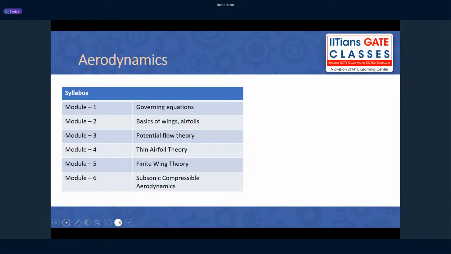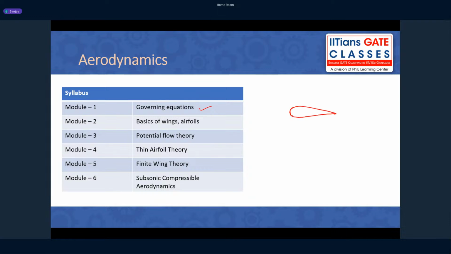Generally in aerodynamics, the entire syllabus, we break down into a few modules. We start from governing equations, right? What is aerodynamics? Aerodynamics is basically the study of flow past bodies, so we are studying external flow past bodies. What kind of bodies do we deal with? We deal with bodies which are very slender, very thin, and which produce aerodynamic forces. Aerodynamically designed bodies, something of this shape.